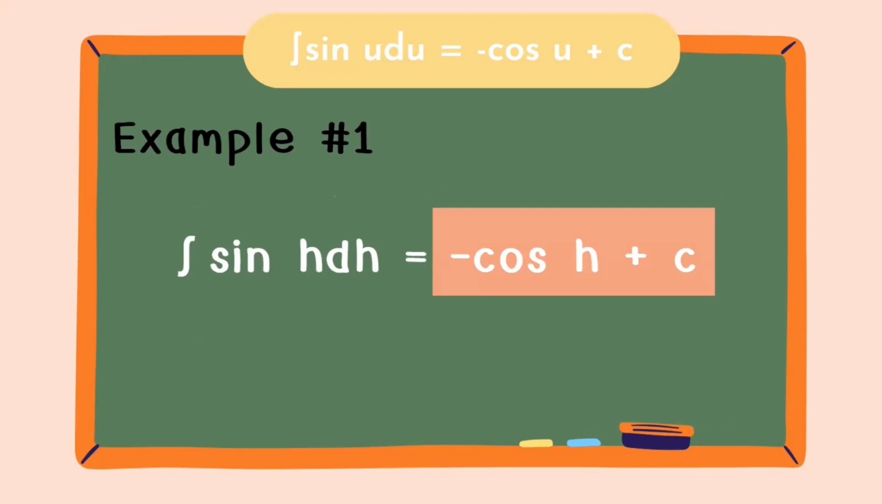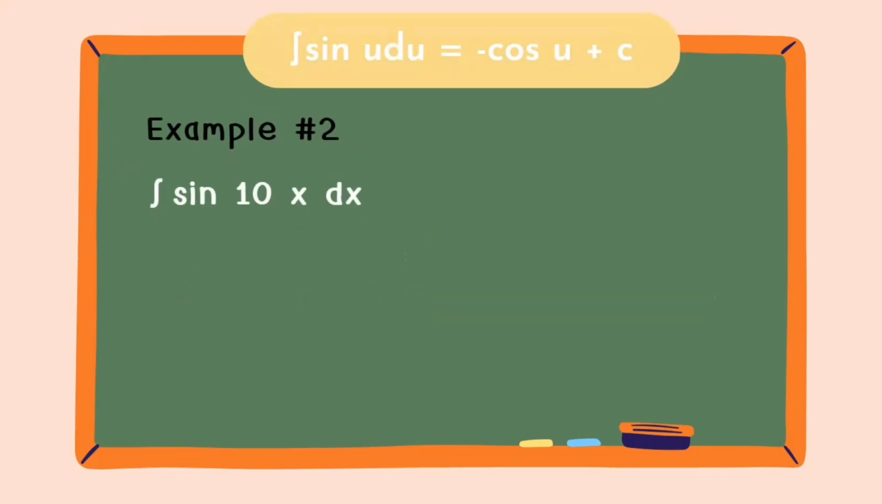Formula number 2. The integral of sine u du is equal to negative cosine u plus c. Example number 1. Evaluate the integral of sine h dh. Since we already know the second formula, we just need to substitute u with h. Our final answer will be negative cosine h plus c.